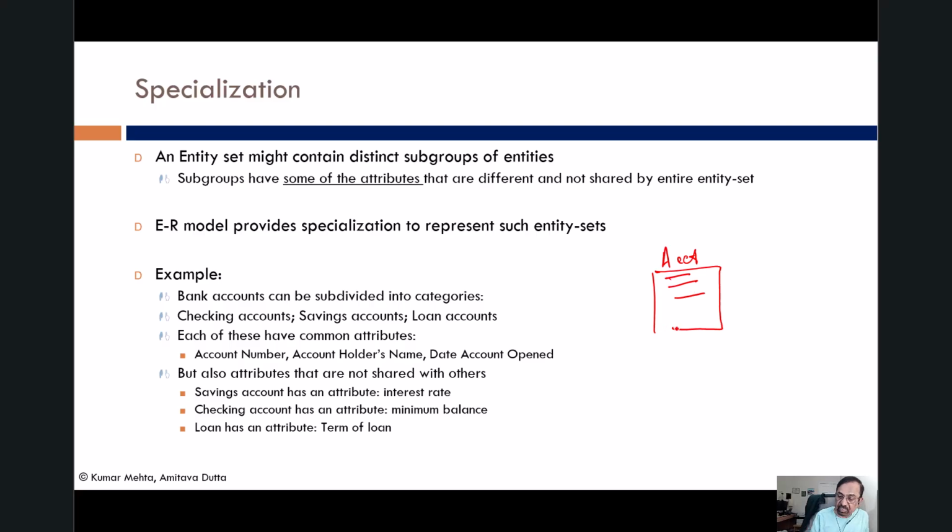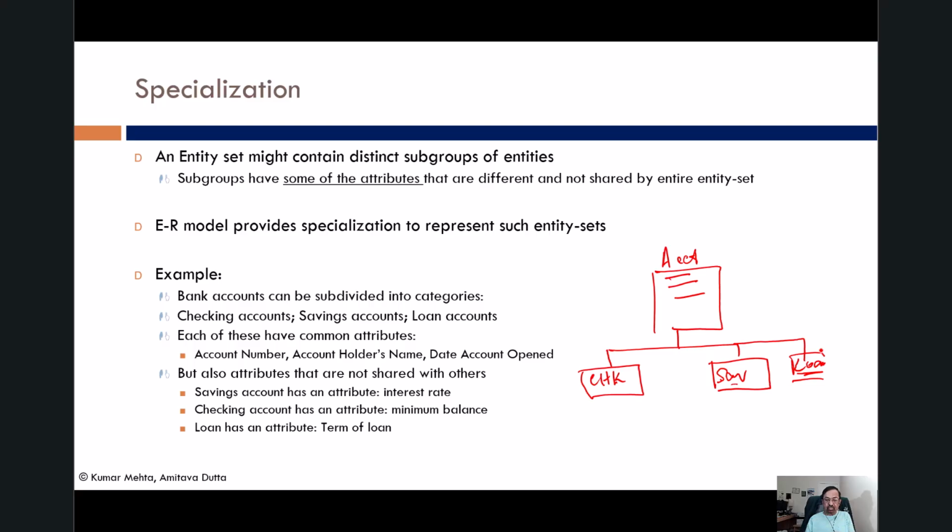But you can easily think of certain subgroups of accounts. You could have checking accounts that don't have any interest rate associated with them. You could think of savings accounts that have interest rates associated with them. So these subgroups can have attributes that are not common. You could have a loan account, and you could have the interest rate of the loan and the date the loan is due. So again, attributes that are not shared by the other subgroup.